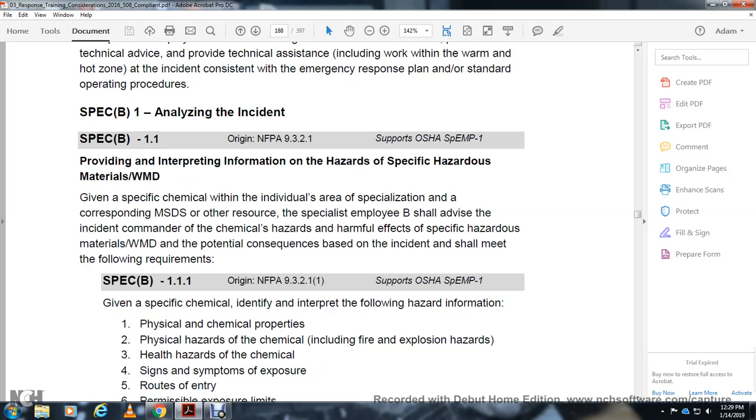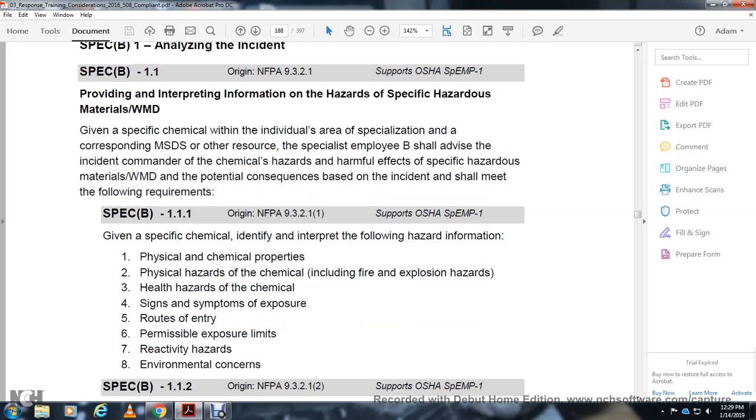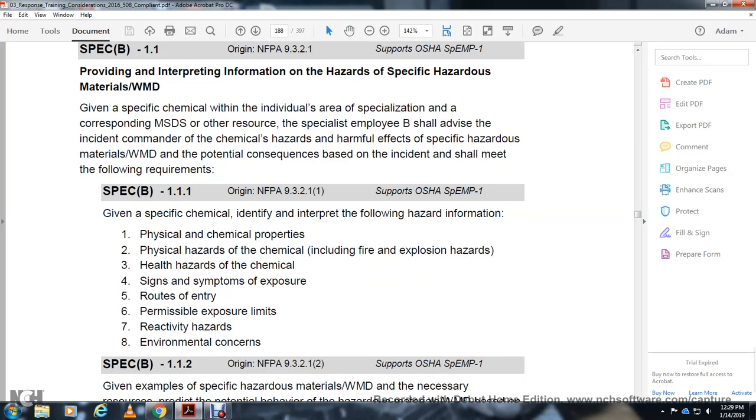Given the specific chemical, identify and interpret the following hazard information: physical and chemical properties, physical hazards of the chemical including fire and explosion, signs and symptoms of exposure, routes of entry, personal exposure limits, reactivity, and environmental concerns.